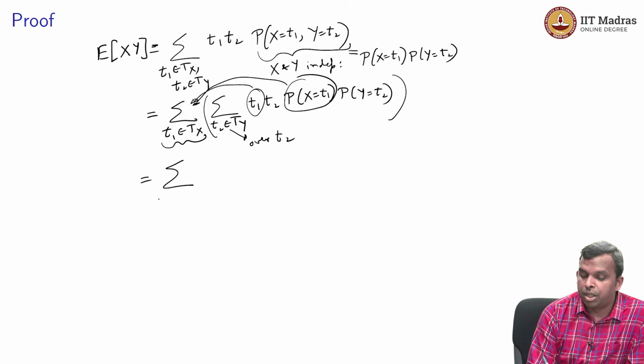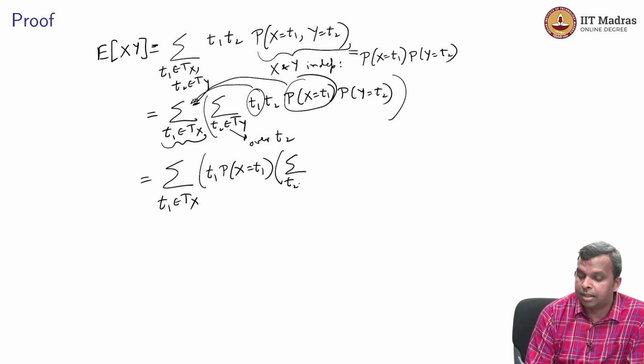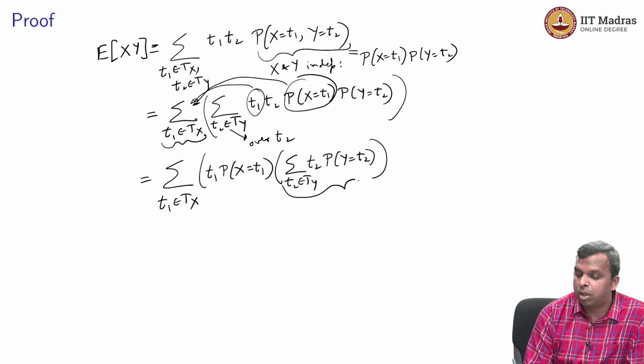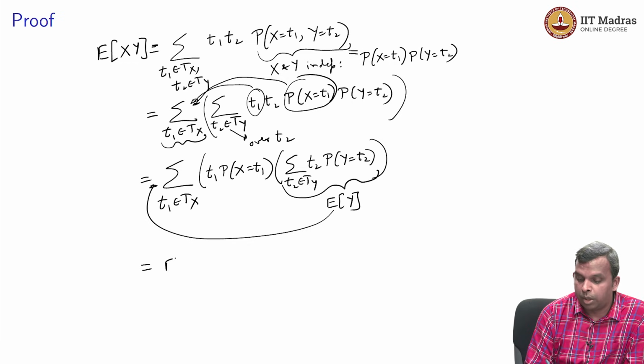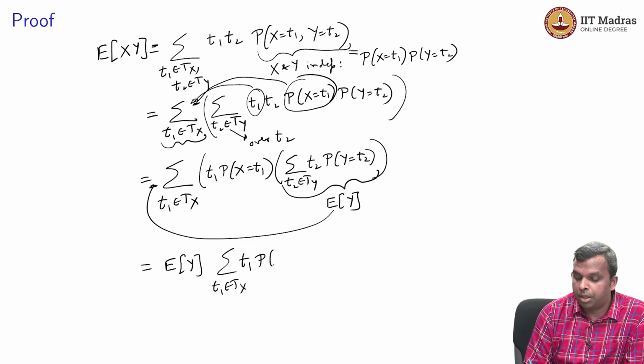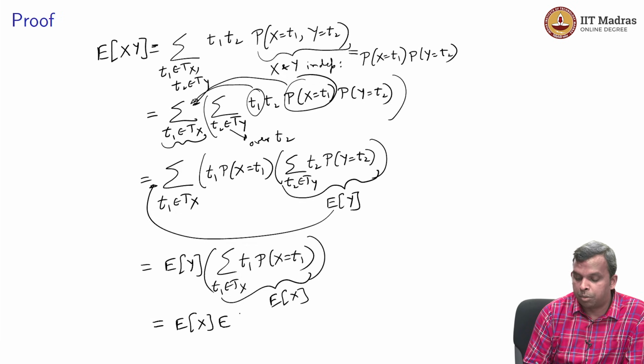If you do that, you will get the summation over t1 belonging to Tx. Notice this little trick here, it's important. t1 times the probability of x equals t1, and then inside you have a summation of t2 times the probability of y equals t2. What is this summation? Summation t2 in Ty, t2 times the probability of y equals t2. This is the expected value of y, which is a constant, so that will actually come out of this summation. So you get expected value of y times the summation of t1 times the probability of x equals t1. This is expected value of x. So this whole thing becomes expected value of x times expected value of y.